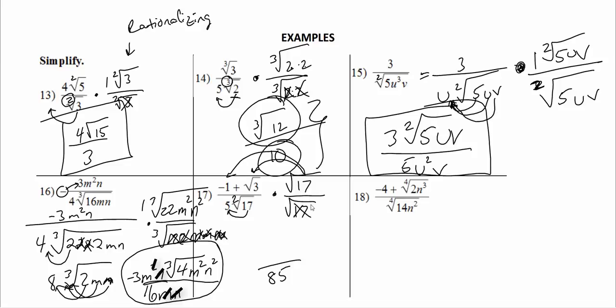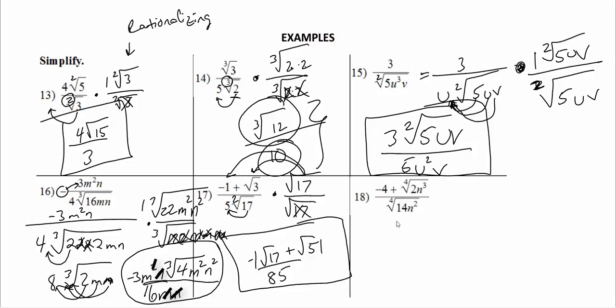But again, what did I say? Insides with insides, outsides with outsides. So this is a negative 1 root 17. And then this is going to be plus root 51. 3 times 17 is 51. I cannot reduce any of them, so I am done. That wasn't that bad. Number 18.